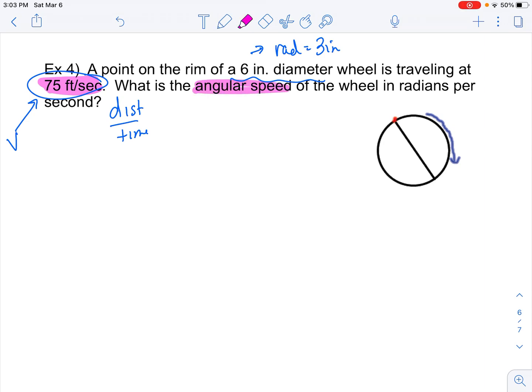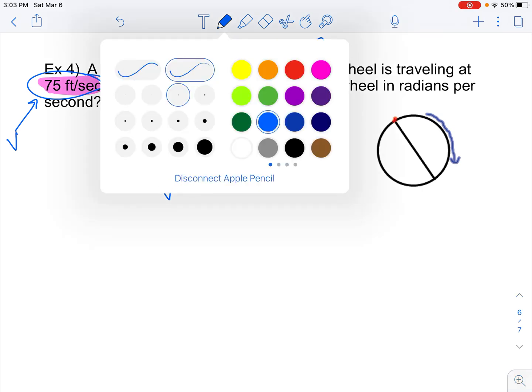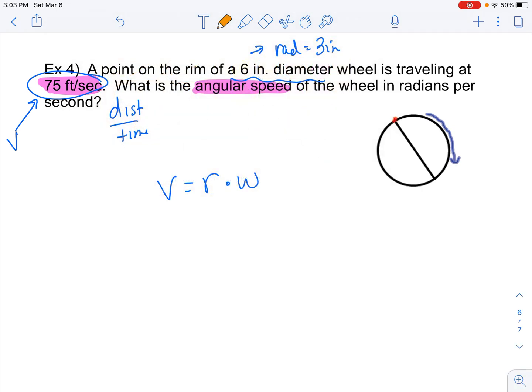What is it asking us for? It's asking us for the angular speed of the wheel in radians per second. Okay, so one of the formulas that we know, and again, it's the one I said we're going to use most often, is v equals r times omega, or linear speed equals the radius times the angular speed. All right, let's plug in what we know. So I know the linear speed is 75. I know my radius is 3.